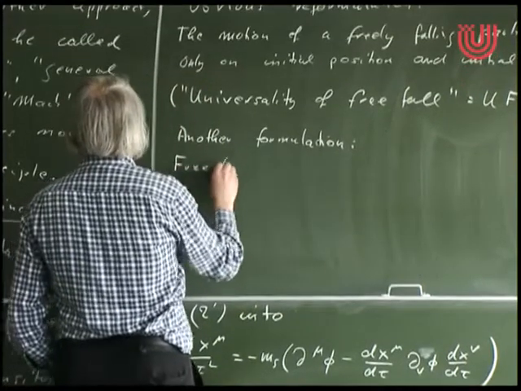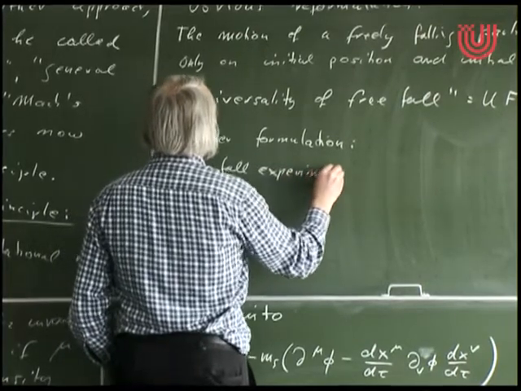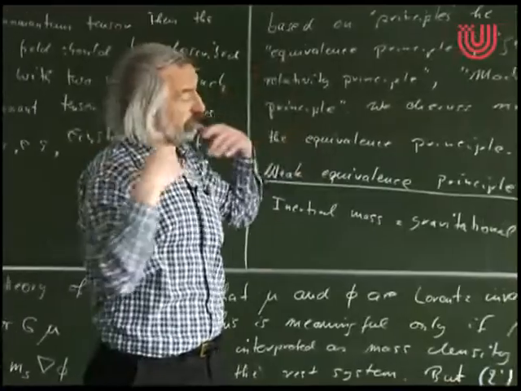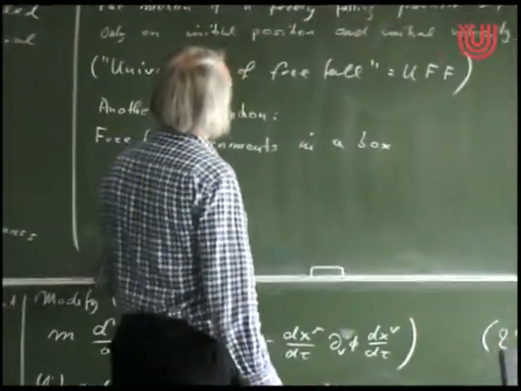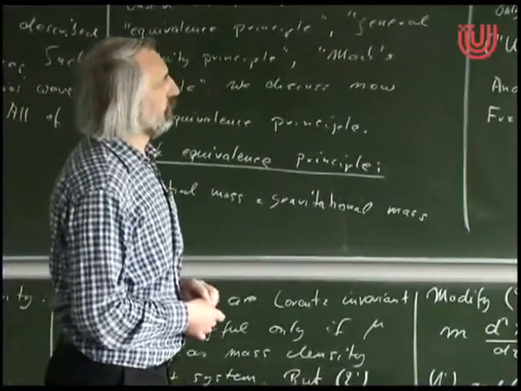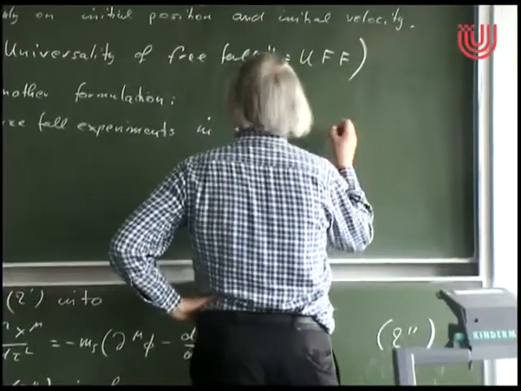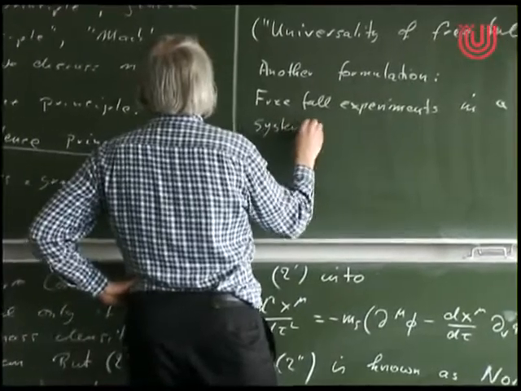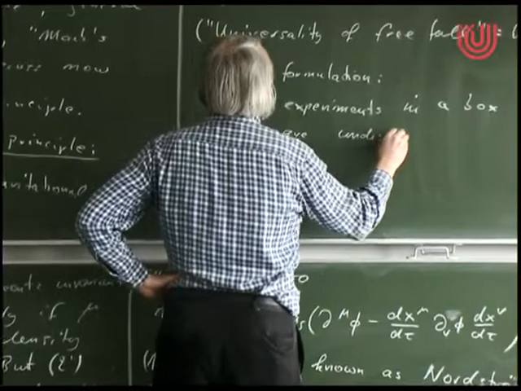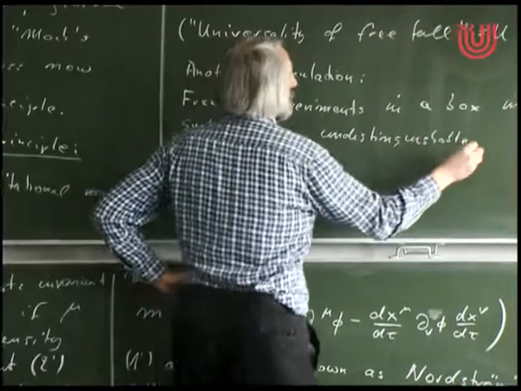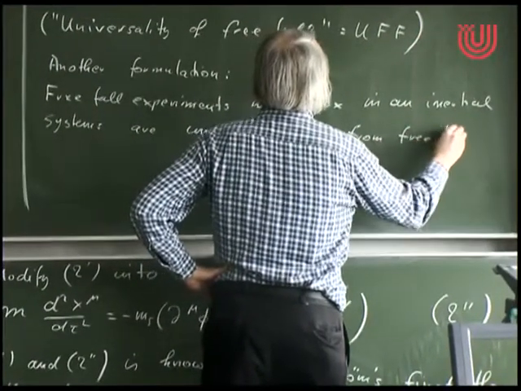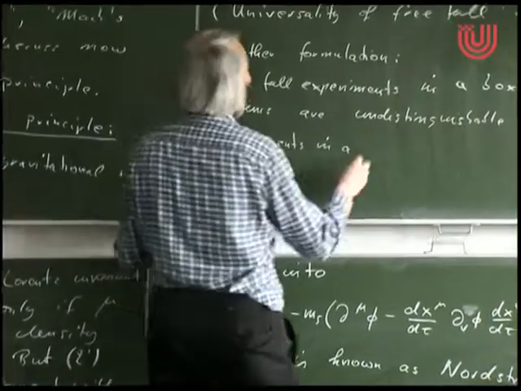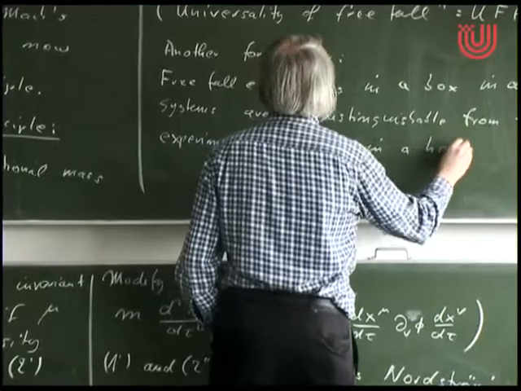So free fall experiments in a box. By box I mean something which is closed. I cannot look outside. Yeah, but if I had the possibility to look outside and see what is around, then of course I could get additional information. But the idea is that I'm just enclosed in this box, and I cannot look outside. So free fall experiments in a box in an inertial system are indistinguishable from free fall experiments in a box in a homogeneous gravitational field.